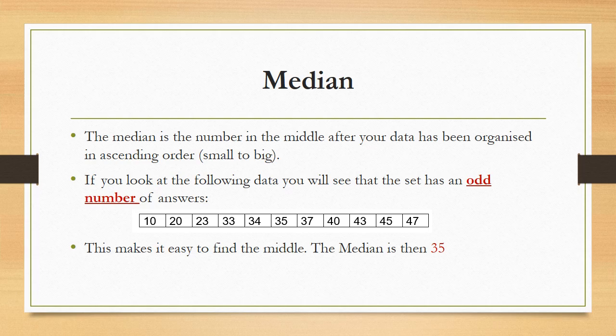I always put my fingers. So if you take your fingers and you place them on 10 and 47, so start and end, and then you jump one to the middle, jump one with your left hand, jump one with your right hand. So if you've got 10 and 47, jump 20, 45, jump 23, 43, jump 33, 40, jump 34, 37. So you will see when you've got an odd number of data set, you will only find one median, one middle, okay, and that is 35.